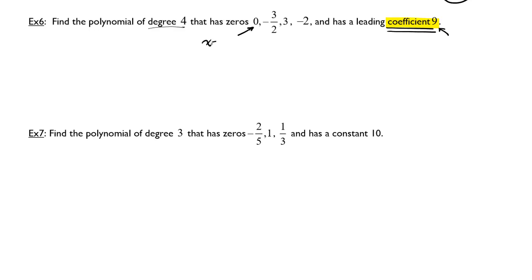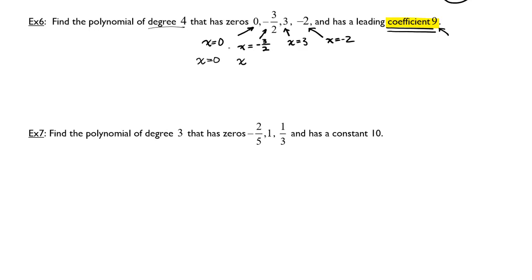We're going to say x equals 0, x equals -3/2, x equals 3, and x equals -2. Now set each one of these factors, or zeros, equal to 0, so we're forcing them to be zeros. So we just have x equals 0, that one didn't change.